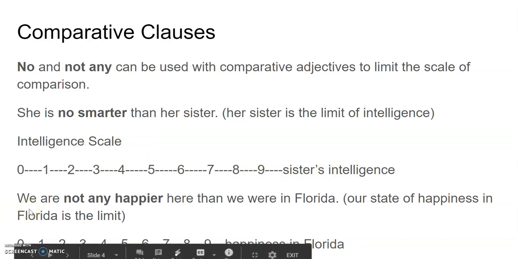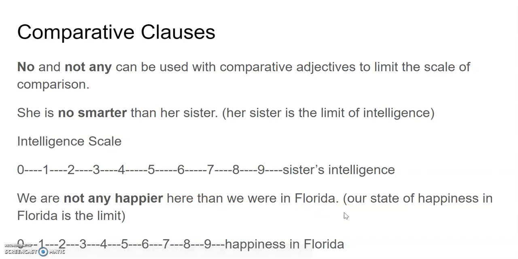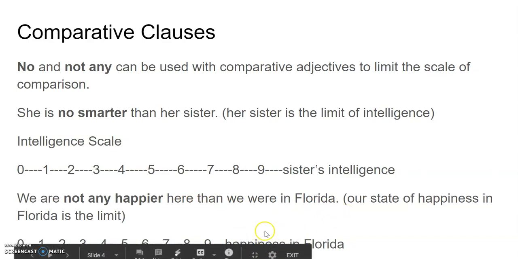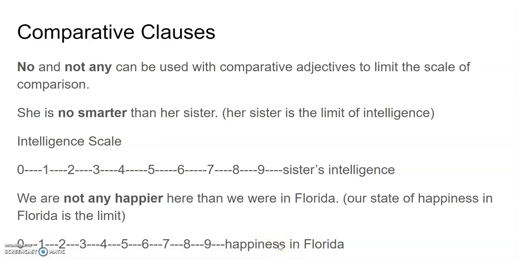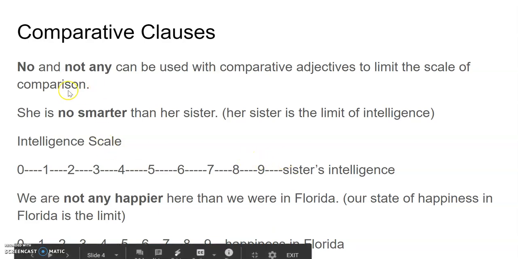Here, the next example, we are not any happier than we were in Florida. So again, very similar to the previous example, our state of happiness in Florida is like our limit, right? So we're not any happier means that at this moment, it's like the same as Florida, right? It's not better than Florida. I feel, or we feel, like about the same. Okay, guys, just make sure you take a look at the structure, right? So no or not any comes before the comparative adjective.